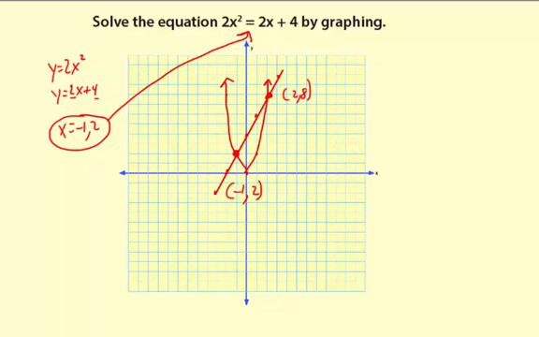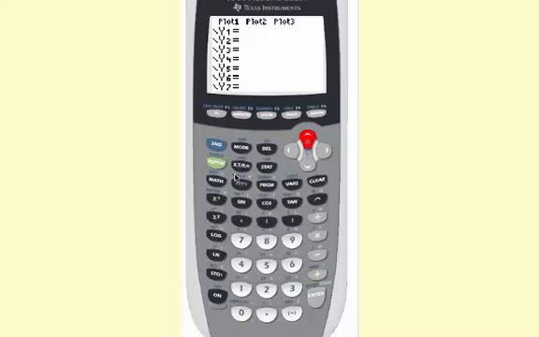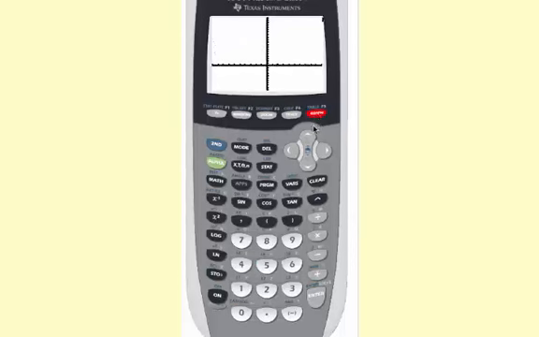When you're solving by graphing, you always want to check your solutions. Now, instead of using algebra to check the solutions, I'm just going to show you the same technique on the calculator. So here we have y equals 2x squared for the first function, and then y equals 2x plus 4 for the second function.